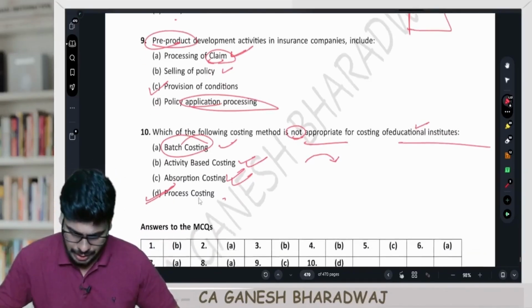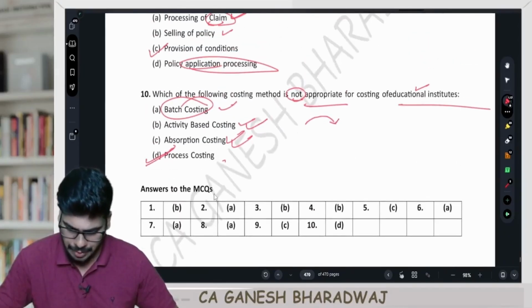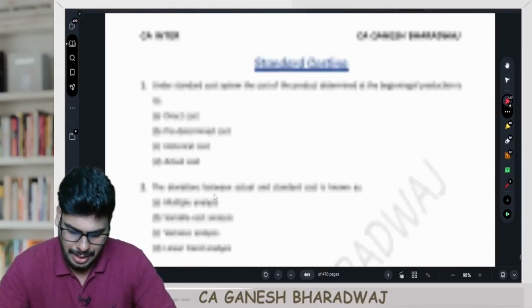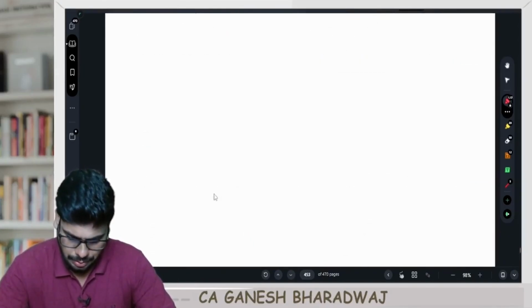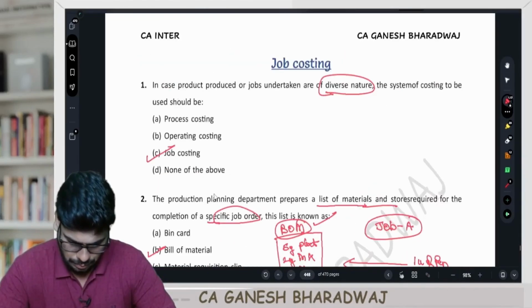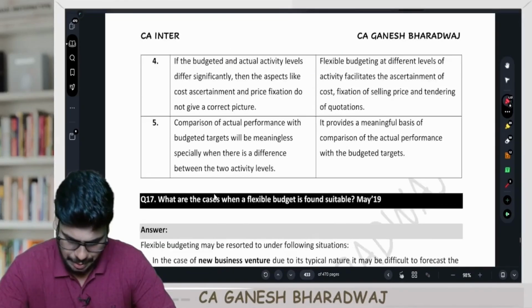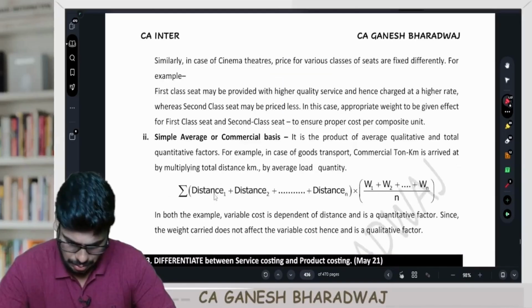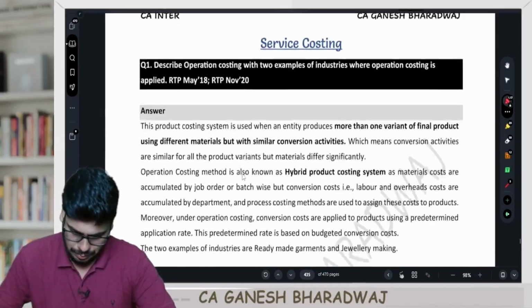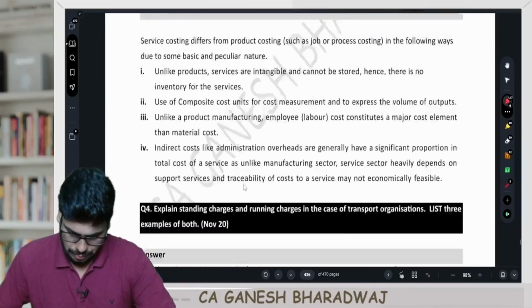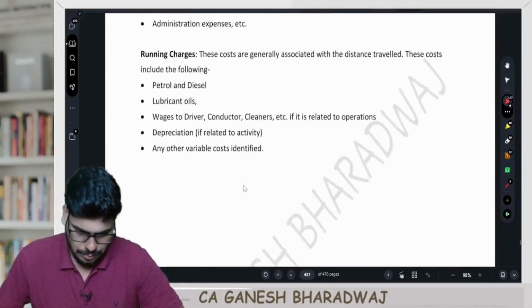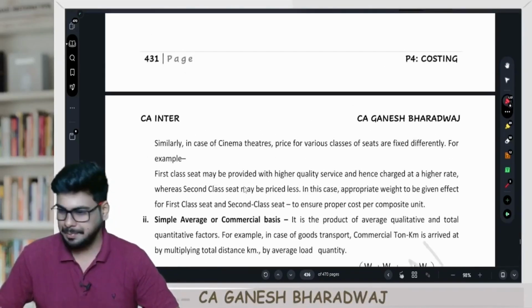So with this, we have also completed the MCQs. Can we just quickly go to the theory section? Please take the theory part. Shall we?